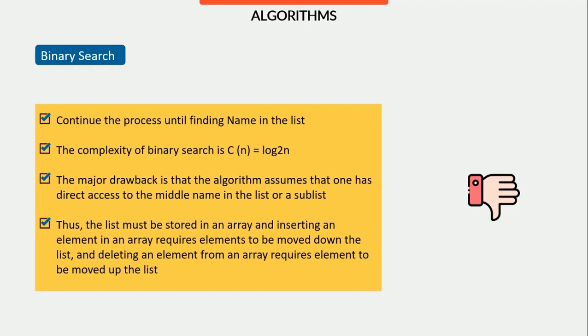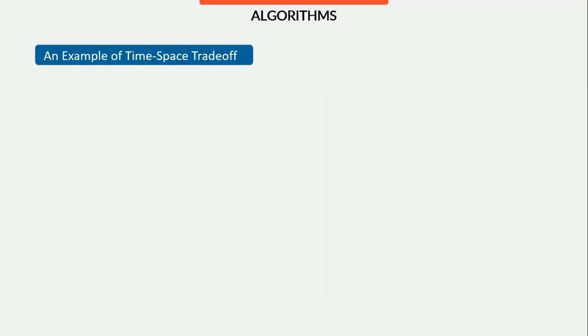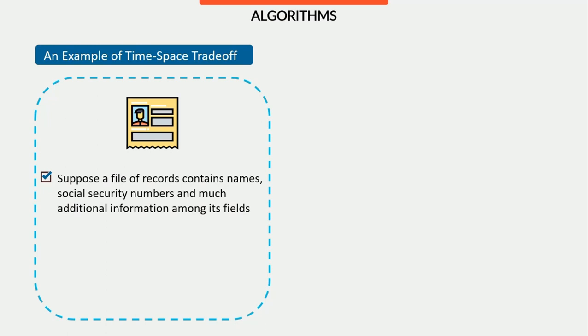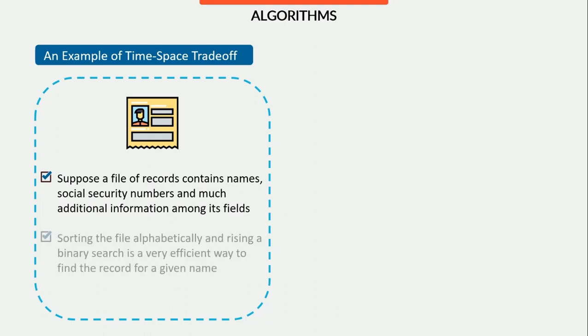Now let's understand the time and space trade-off for this algorithm. Suppose a file of records contains name, social security number, and much additional information among its fields. Sorting the file alphabetically and using binary search is a very efficient way to find the record for a given name, as we have understood before.